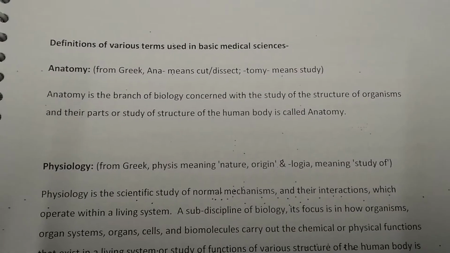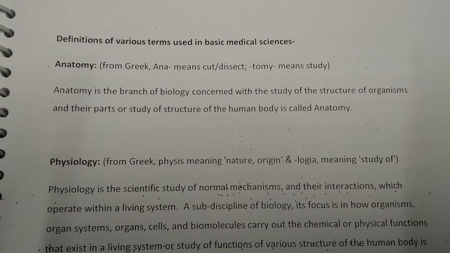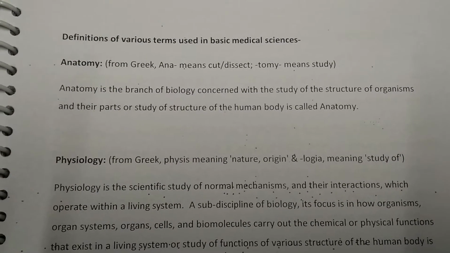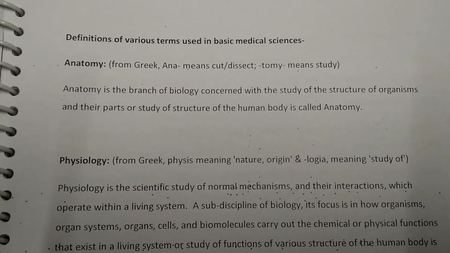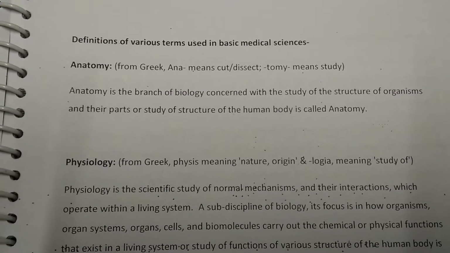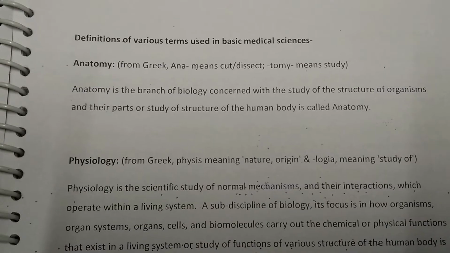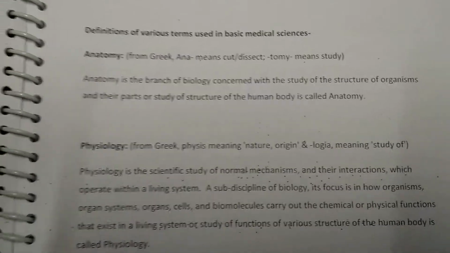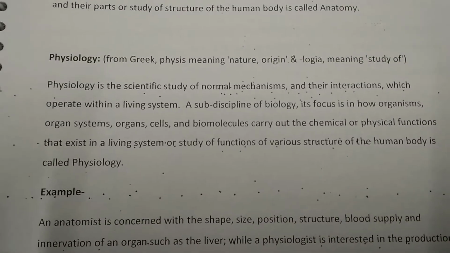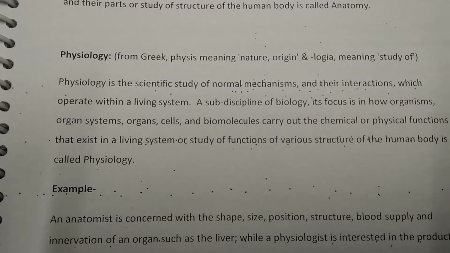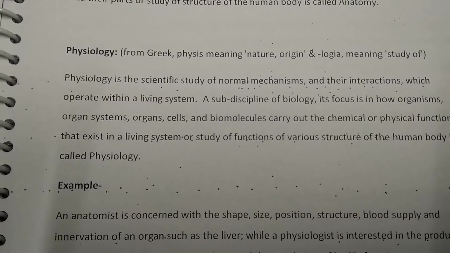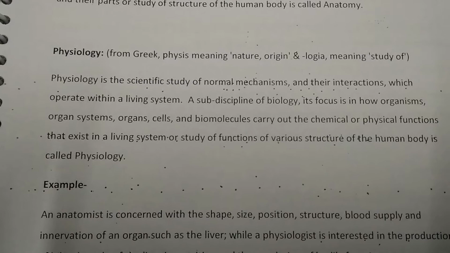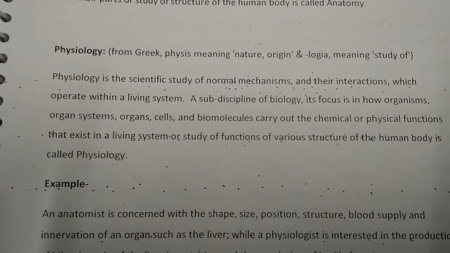Hello everyone. In this video we'll deal with various terms used in basic medical sciences. Coming to the term anatomy. Anatomy means study of structure in the human body. The literal meaning you can see that. Now come to the next term, physiology. Physiology means study of functions of those structures or tissues in the human body is called as physiology. The literal meaning you can see that in the brackets.